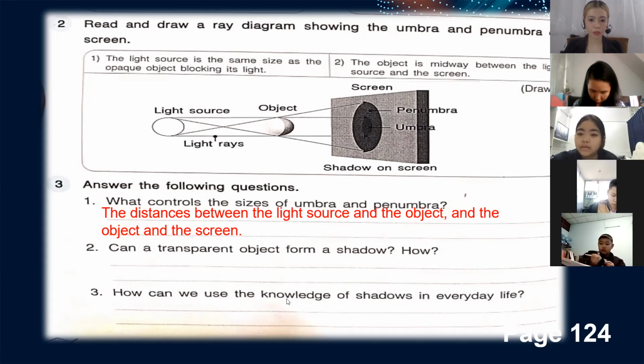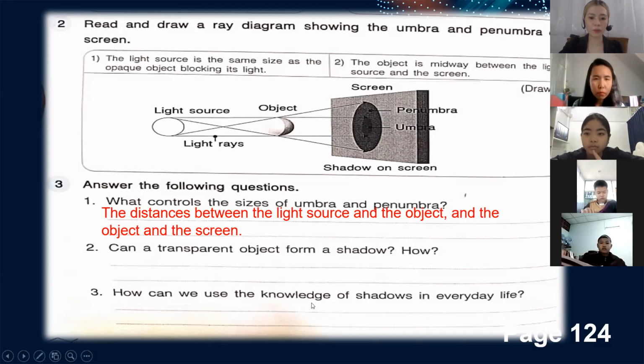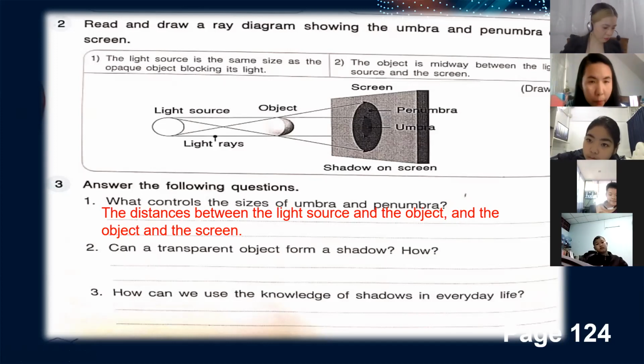Finish, teacher. Okay. Number 2. Can a transparent object form a shadow? Yes or no? Okay, remember the transparent, the glass. Can it form a shadow? Yes or no? Can the transparent form a shadow?